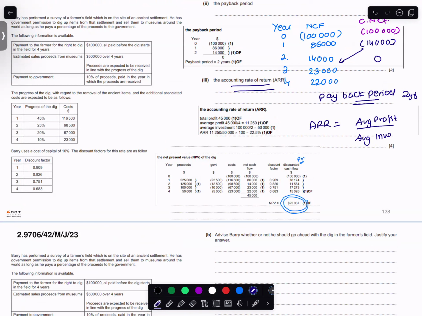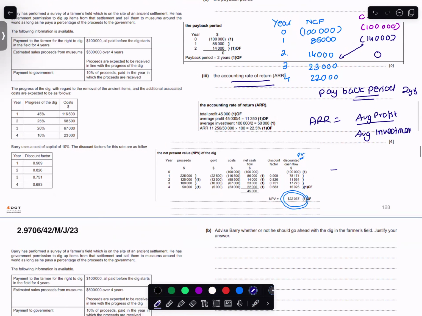So you will add all the net flow amounts, right? There is no depreciation right now. So average profit would be inflow minus outflow. There is no depreciation, so the net cash flow is only your average profit. 45,000 would be earned over 4 years.